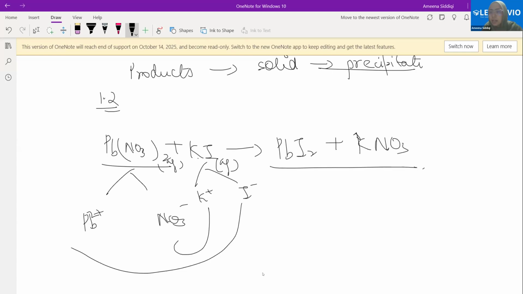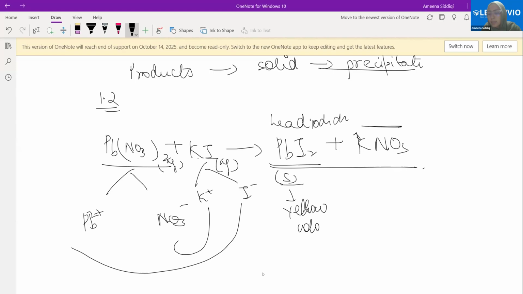Tell me, is this the correct product? Yeah, it is. And this is lead iodide. And this is potassium nitrate. This will be in the solid form. This is the precipitate. This will have yellow color.